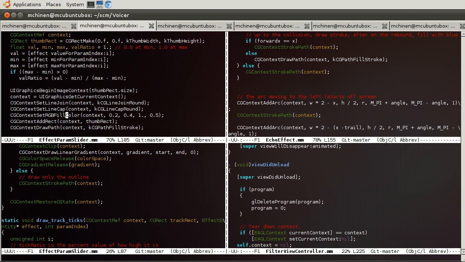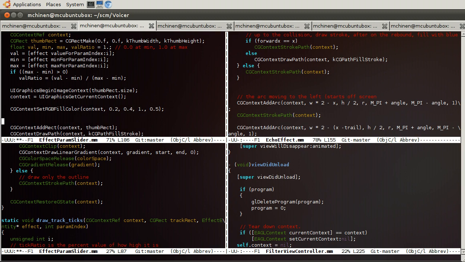So take all that junk out. That didn't help us at all. So we're not drawing a rectangle, we're drawing arcs. We want to inset a little bit, maybe. Well, let's just draw and see what we get.